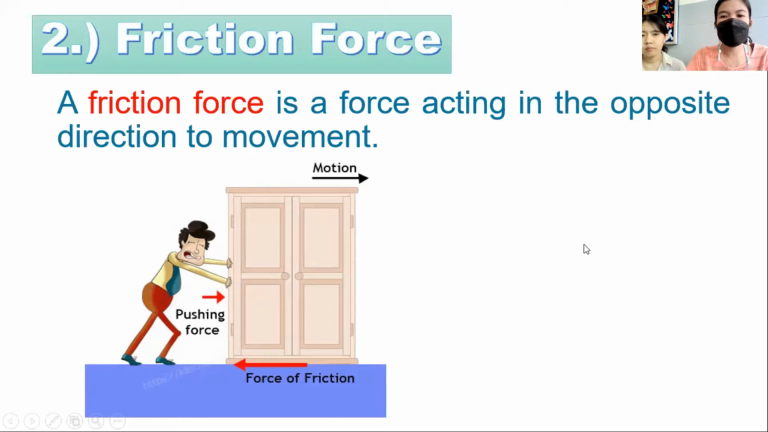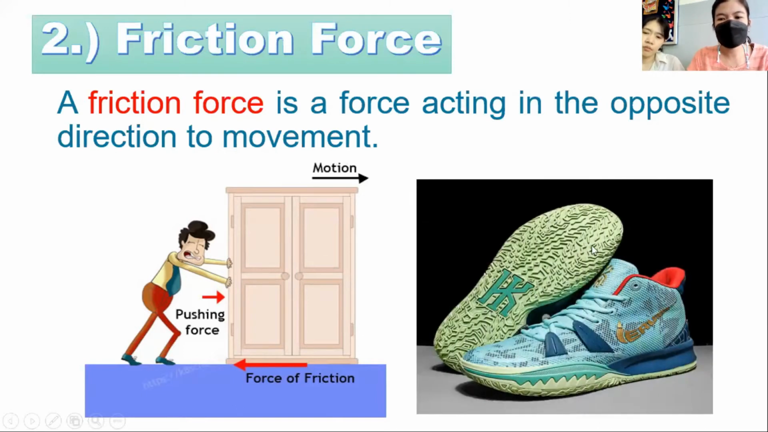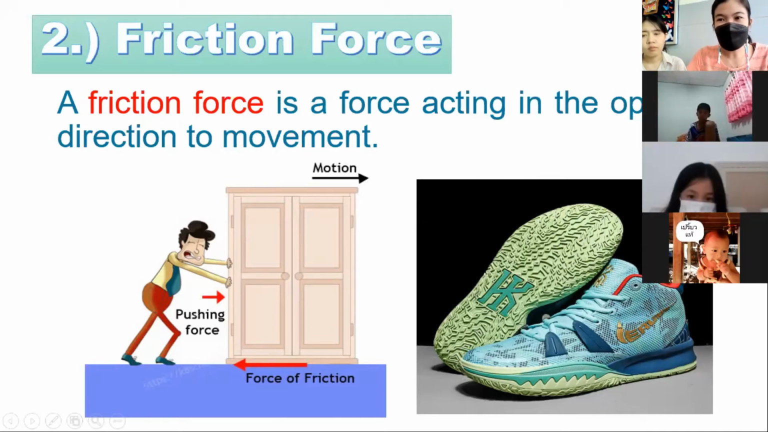Another example of that is the shoes. Our shoes prevent us from sliding. If you look at the bottom of your shoes, this is what we call the outsole. It has a rough surface at the bottom. It will serve as the friction so that we will not slide on a smooth surface.